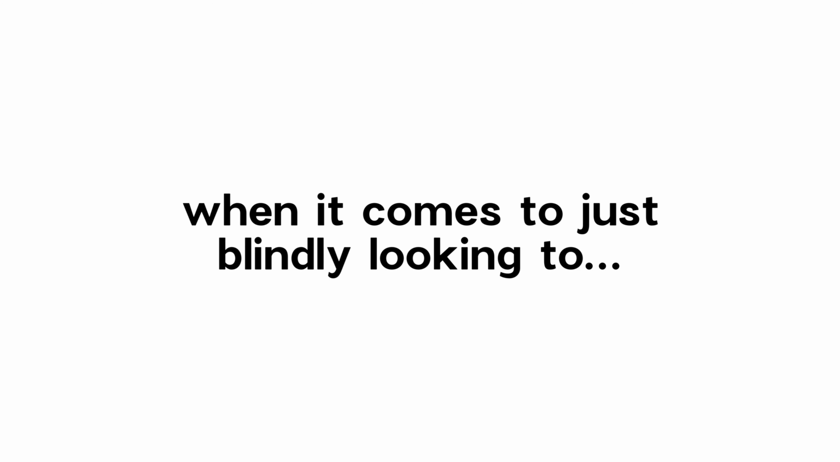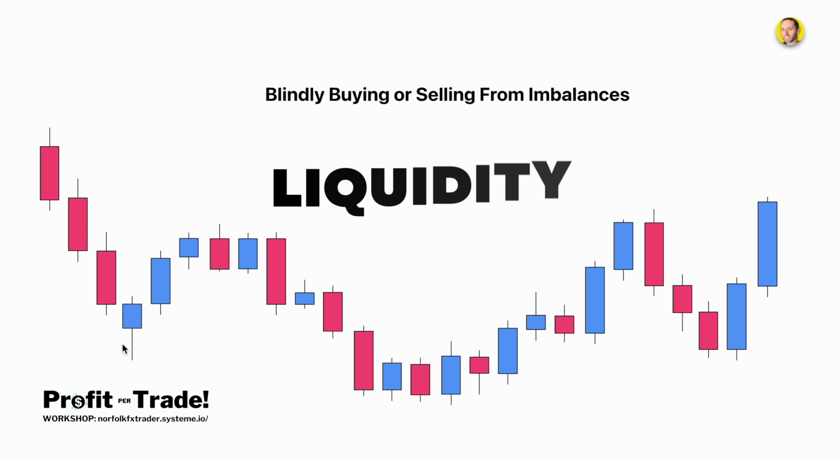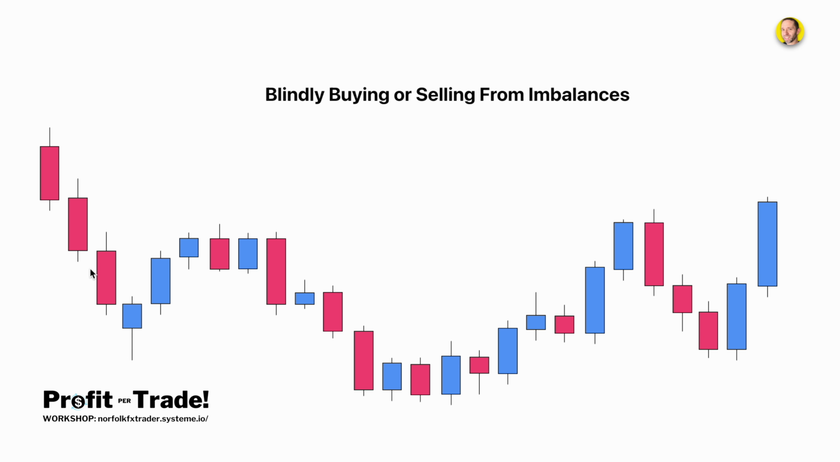Now, when it comes to just blindly looking to sell off an imbalance or buy off an imbalance zone, it will not work. Why? Because imbalances are liquidity in the market. Just like we see swing highs and lows, an area of imbalance is created, an area of liquidity. So we can have a run on liquidity, running through the liquidity of the imbalance, or we can have it holding the orders and continuation with that trend.